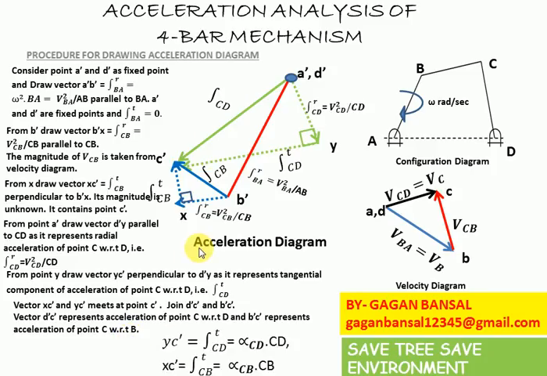And this Y C dash is equal to the tangential component of acceleration of point C with respect to D, which is alpha CD into CD. So therefore alpha can be calculated from Y C dash. In the same way, X C dash represents tangential acceleration of C with respect to B. So angular acceleration of link CB can be calculated from the vector X C dash. Hope you are clear.